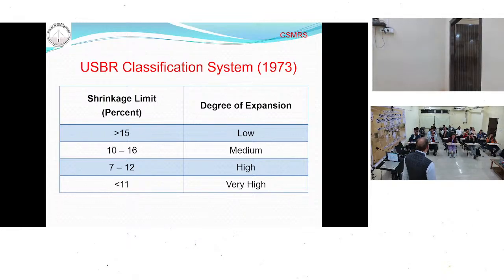Third is the shrinkage limit. We determine the shrinkage limit, and on that basis, if the shrinkage limit is more than 15, then you don't have to fear about swelling. It's a non-swelling soil. But if your shrinkage limit is less than 11, say 12, it is expansive soil. So when you are going for a pavement or anything, you should choose a soil which has a shrinkage limit more than 12. Between 11 to 15, medium, but beyond 15, that is okay. But if the shrinkage limit is less than 12, you should not allow it.